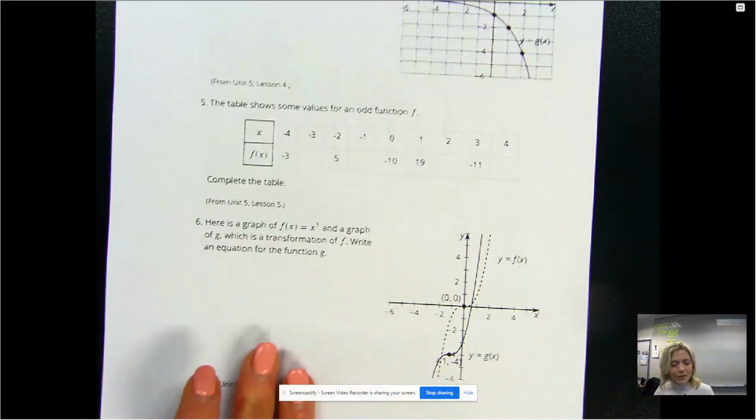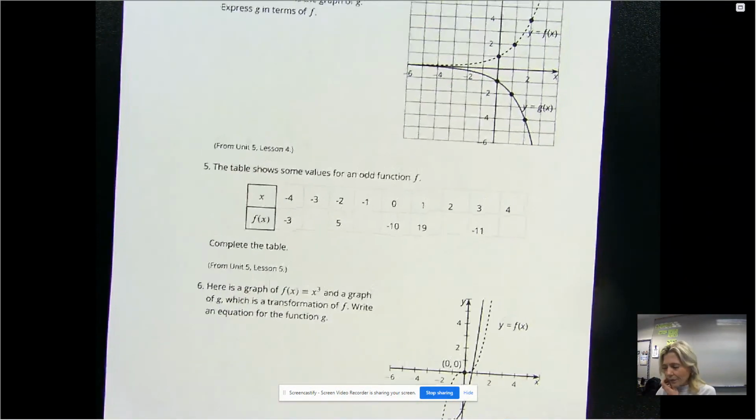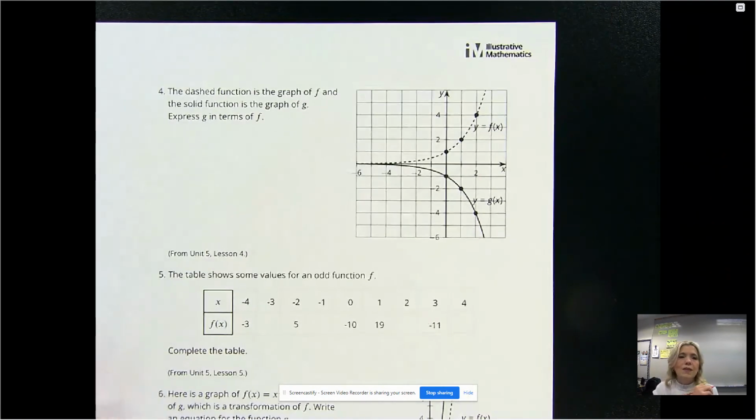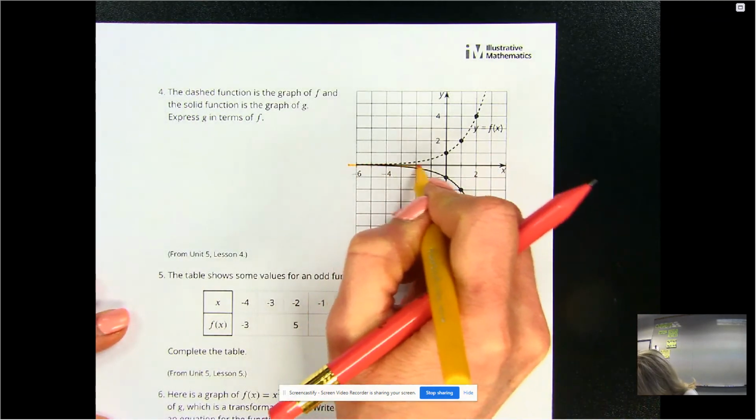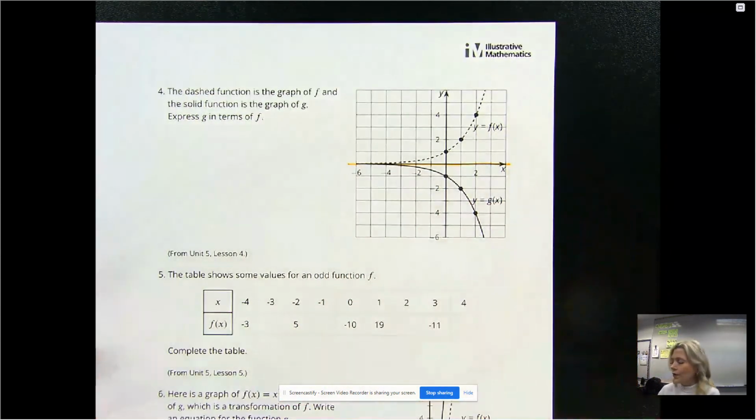Let's see here. 4, 5, and 6. We're almost done. Number 4 says the dashed function is the graph of f, the solid is the graph of g, express g in terms of f. So all I see for this is just a reflection over the x-axis.